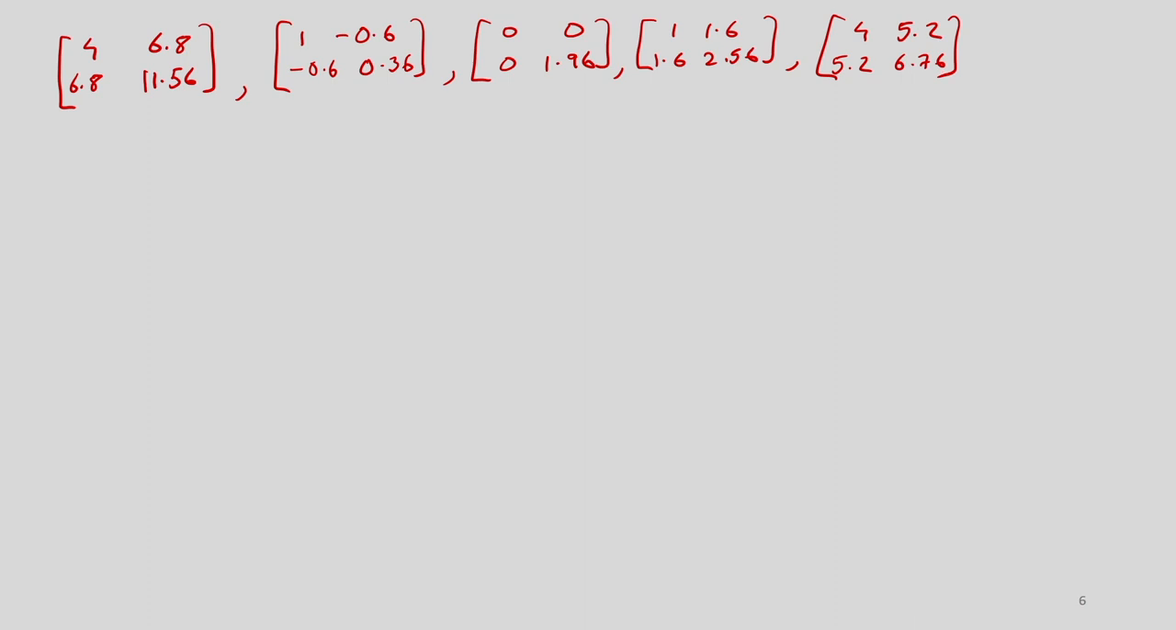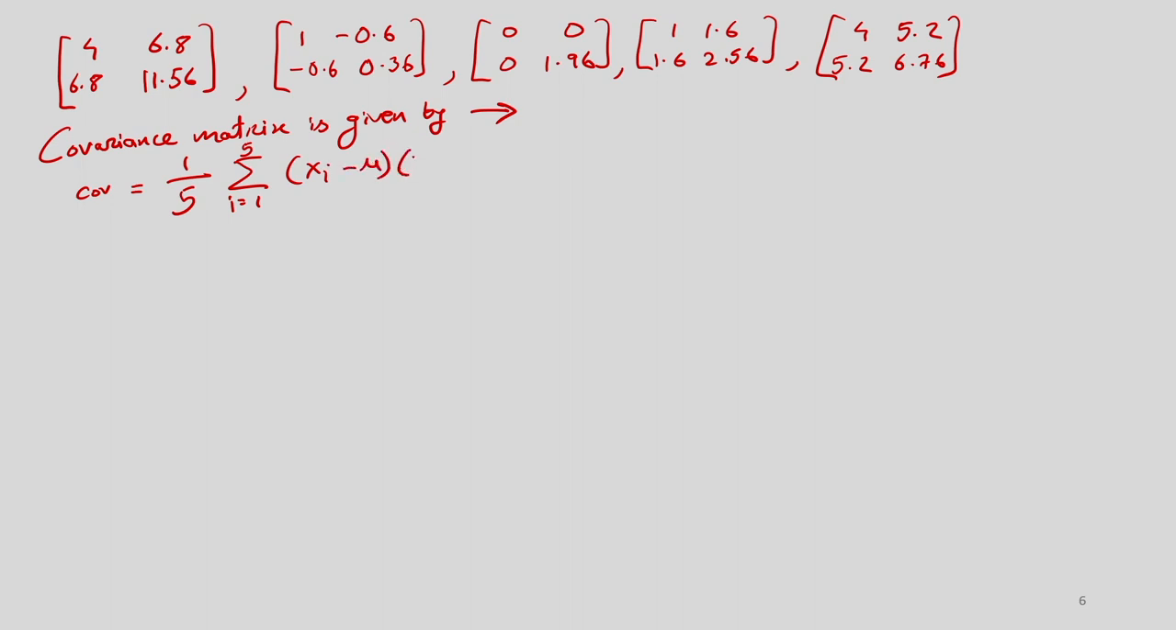Now, from this we can calculate the covariance matrix. So, the covariance matrix is given by equal to 1 by 5, because there are 5 points. The summation i goes from 1 to 5, xi minus mu times xi minus mu transpose. So, we have already calculated this part. Now, we just have to add all those matrices and divide it by 5. So, the result comes out to be 5, 2.6, 2.6, 4.64. Alright. So, now, this is going to be the transformation matrix for us.